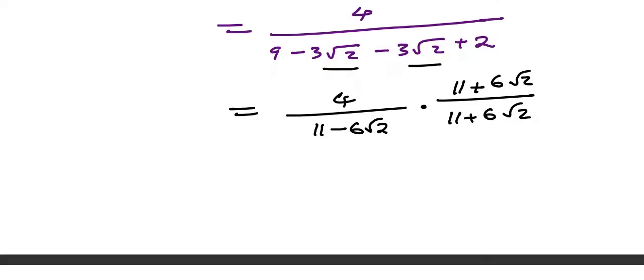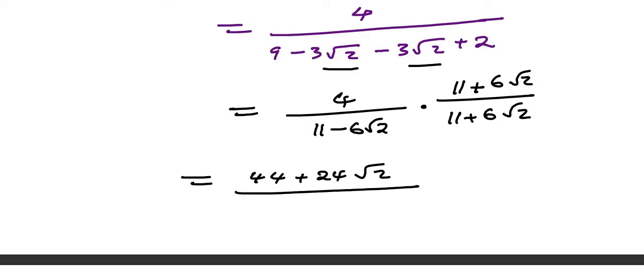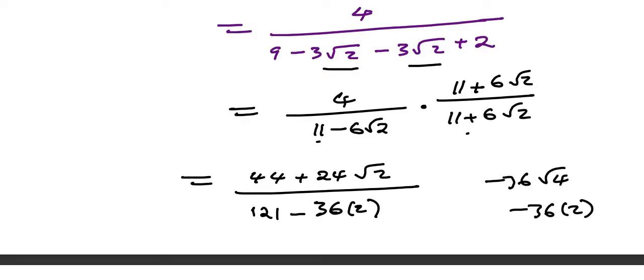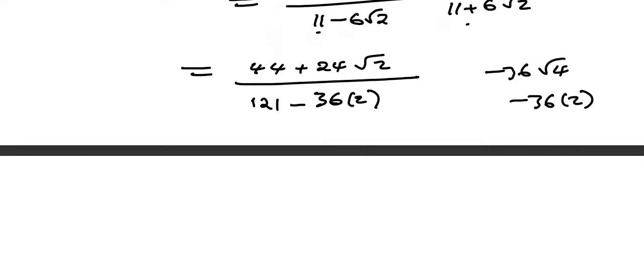So now the guy on top is going to be 44, then plus a 24 root of 2. I'm just multiplying 4 by this, 4 by that. Then the bottom part is just going to be 121, then minus a 36 minus 2. Hope you're okay. I just multiplied 11 times 11, that's 121. Then negative 6 root 2 times positive 6 root 2, that's negative this, then root 4. This is how it's becoming that. So this is going to be a 72.